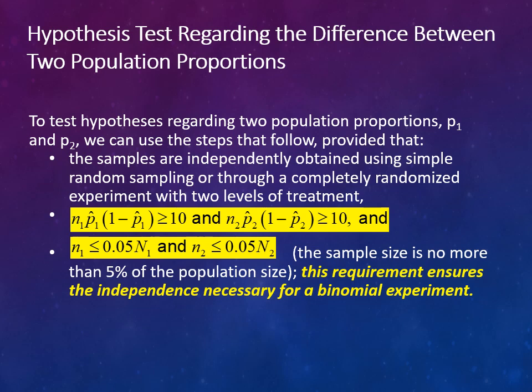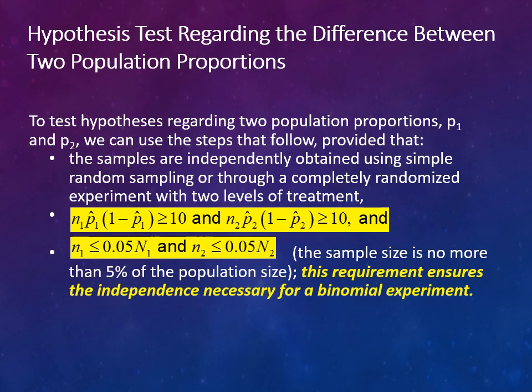all of these are similar to what we've seen all along about ensuring that we have a normal distribution or a symmetric curve so that we can make the necessary inferences. Of course, now that we're dealing with two samples, some of the calculations are a little bit different. So the first one is that the samples are independently obtained. Each sample is independently obtained using simple random sampling or through a completely randomized experiment with two levels of treatment.